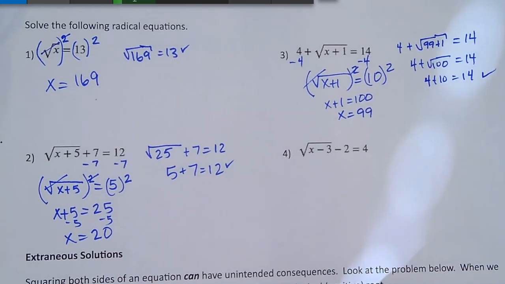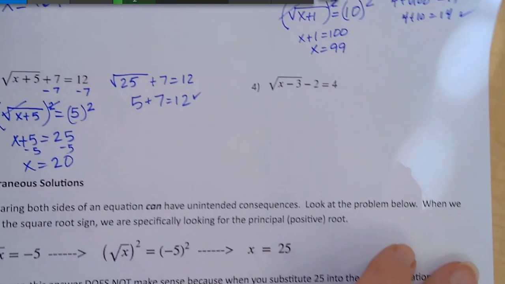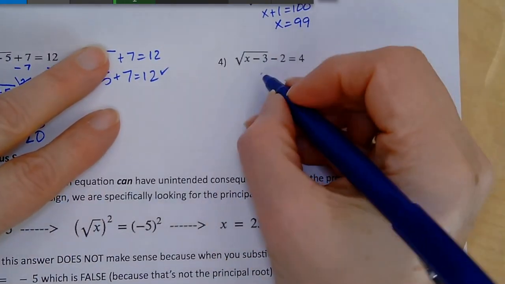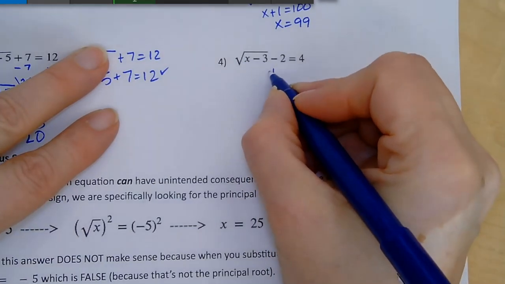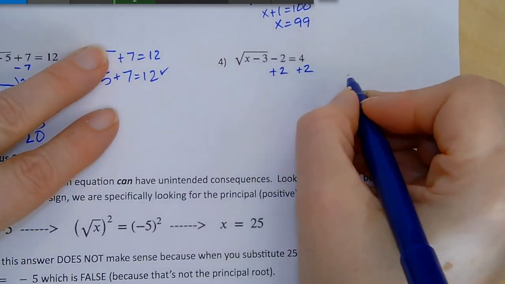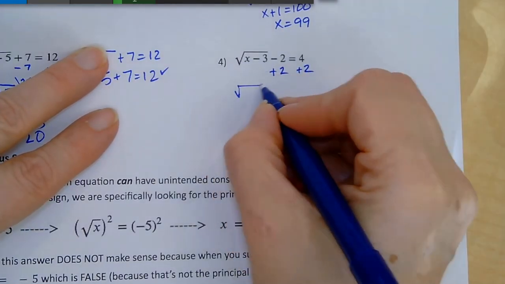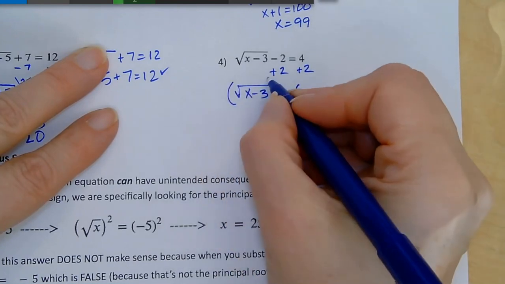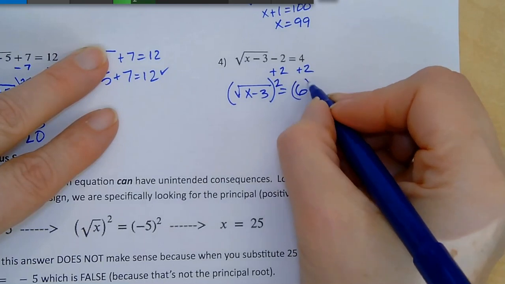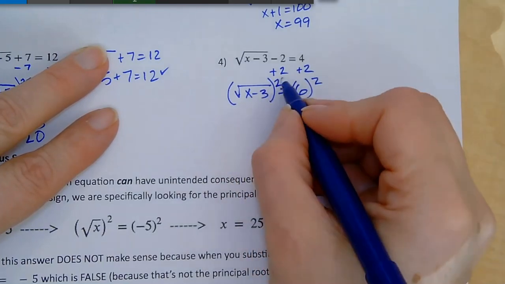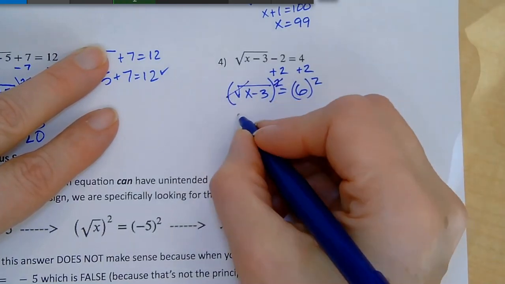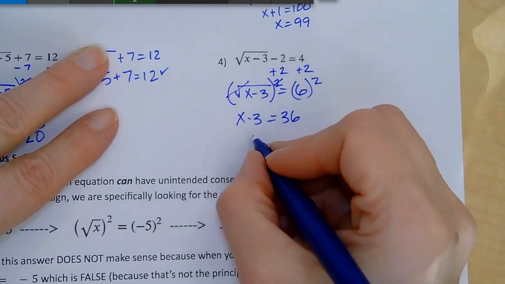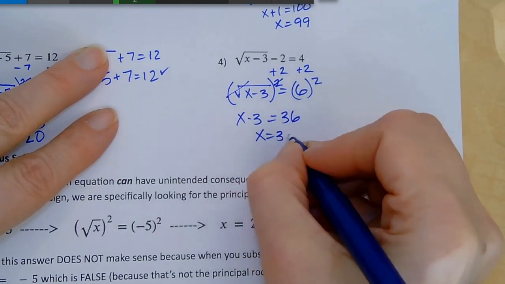Okay, so we're trying to find a value for any one of our variables. All right, this guy. I'm subtracting 2 from the radical expression, so to undo that, I'm going to add 2 to each side. So I have square root of x minus 3 equals 6. This is a square root, so I'm going to undo that by squaring everything. Square undoes square root, so I have x minus 3 equals 36. Add 3 to each side, x must equal 39.